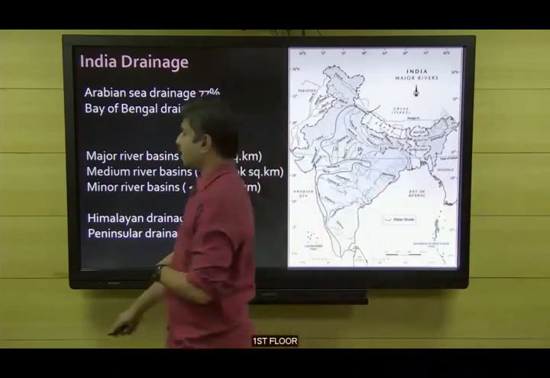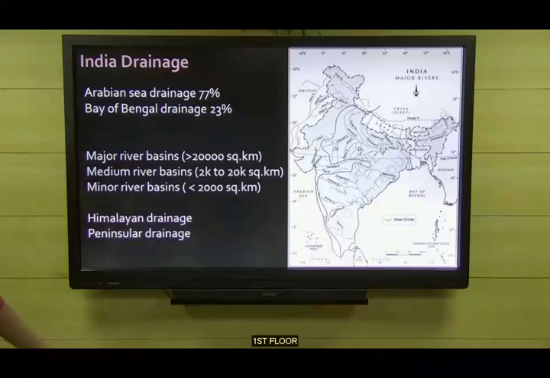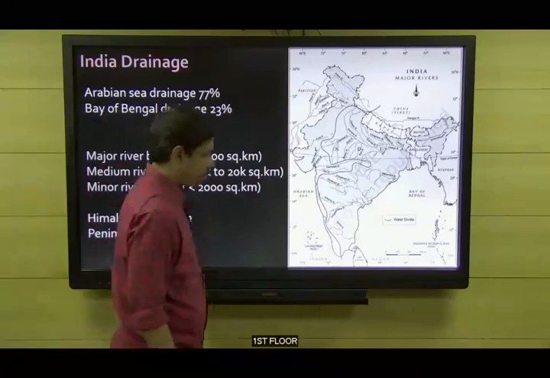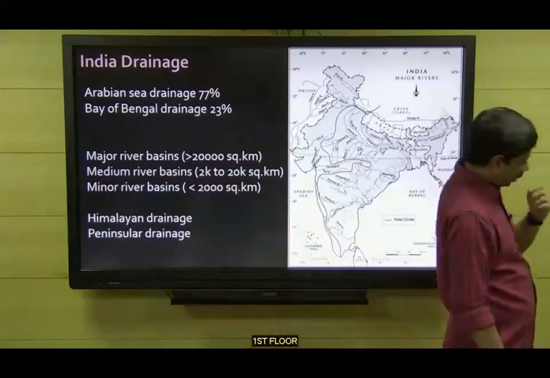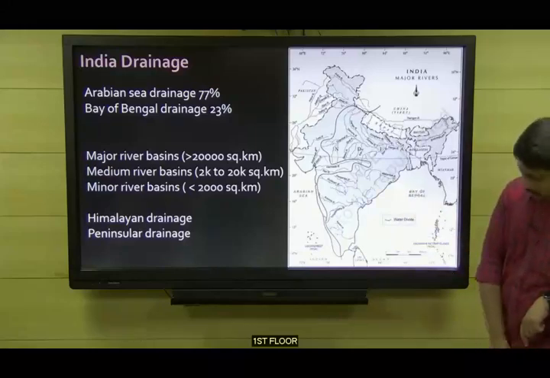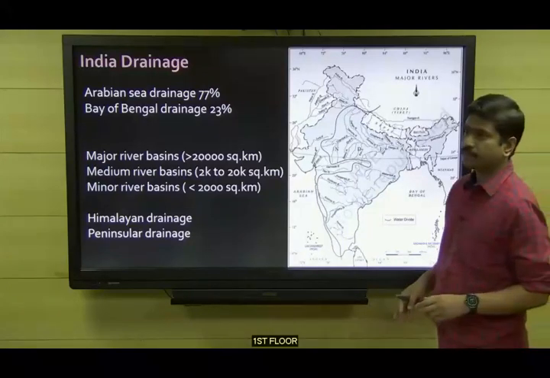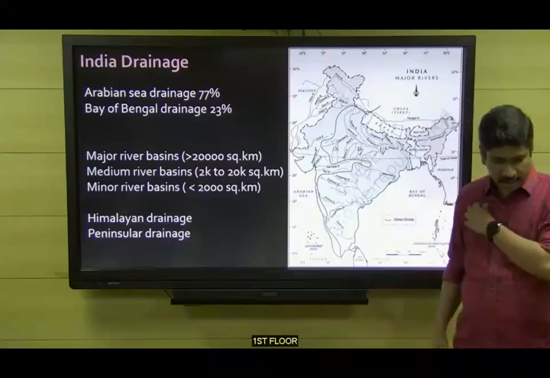In the last class, we have seen a general introduction about the drainage patterns, then the Indian drainage basin, and what a watershed line is. We have seen all those things in the last class. So today we will go into the drainage systems of India.